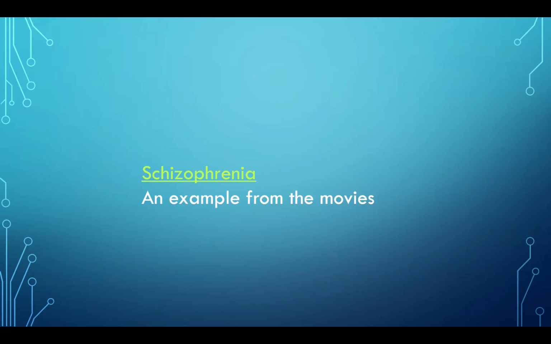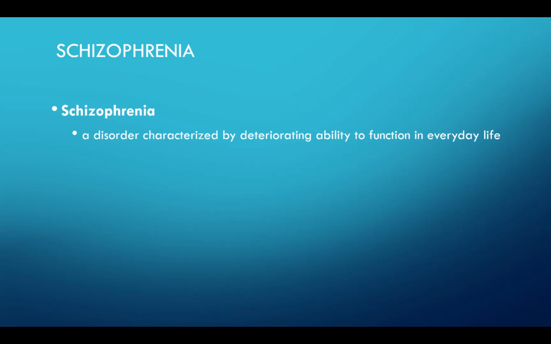In this video, we'll be discussing schizophrenia, and on the Canvas page, I will link an example of schizophrenia from the movies. Schizophrenia is a disorder that's characterized by deteriorating ability to function in everyday life, and this must occur for at least 6 months. So let's go ahead and discuss some of the symptoms.